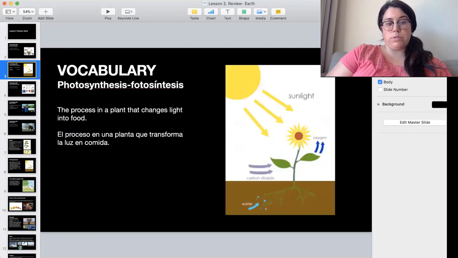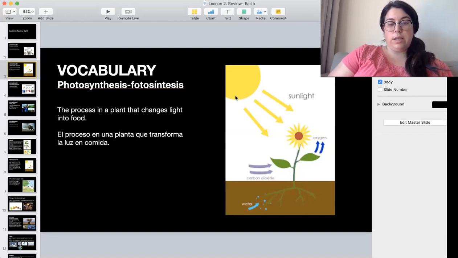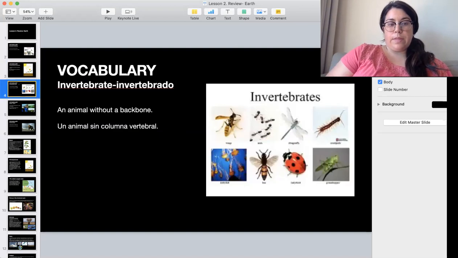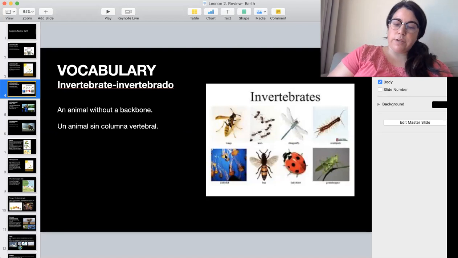They have backbones. Then you have the word photosynthesis. Photosynthesis means the process in a plant that changes light into food. Then you have the word invertebrate, invertebrado, an animal without a backbone, that doesn't have a backbone. And usually insects or jellyfish, for example.